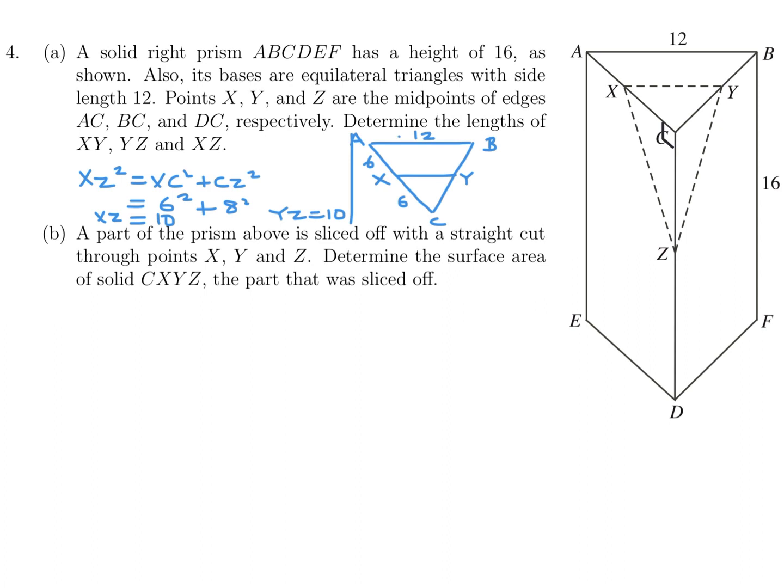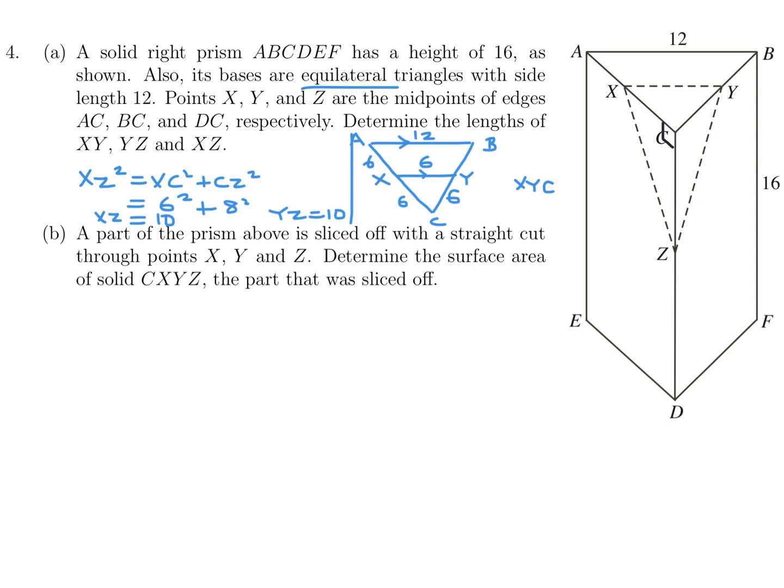And since this is parallel to this, XYC is also equilateral, so therefore XY would be 6 and YC would be 6. Yeah, I think that's it.